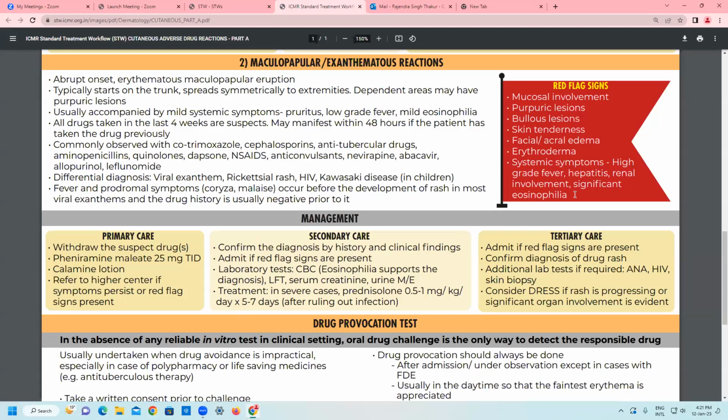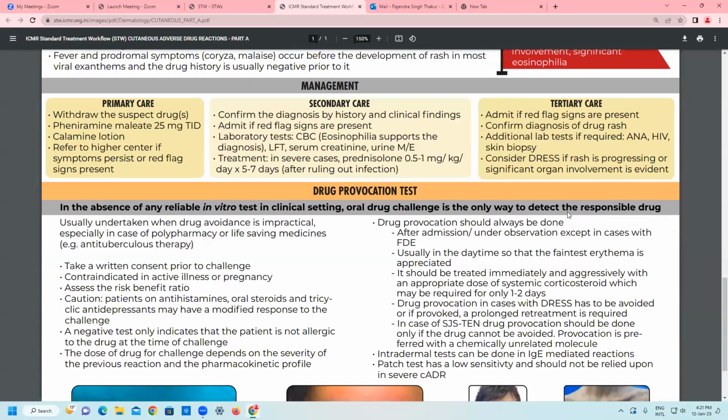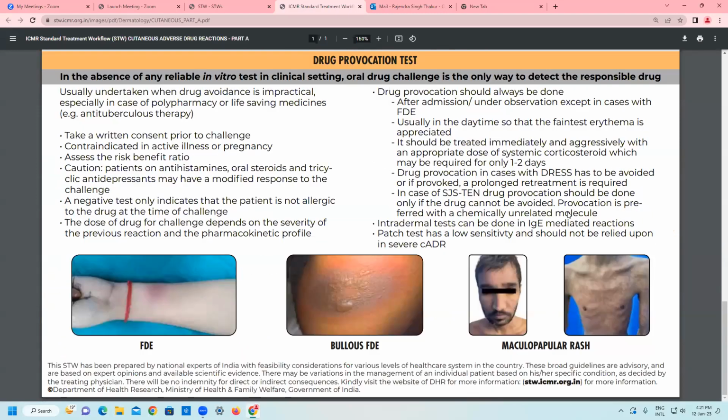So if you go through this STW, you will realize that one has to only recognize 4 or 5 things. At upper secondary care, one can manage that. And of course, there will be some cases where more specialized tertiary care will be required. Now, one point about drug provocation. I'm not covering all the points and I'm not reading out all the points. But if you see drug provocation, why does it become crucial? Suppose somebody is receiving ATT.